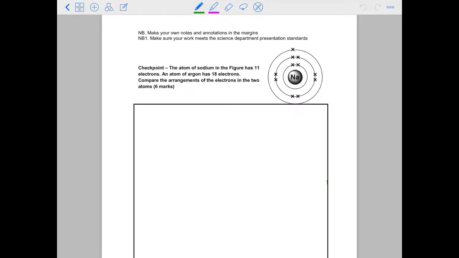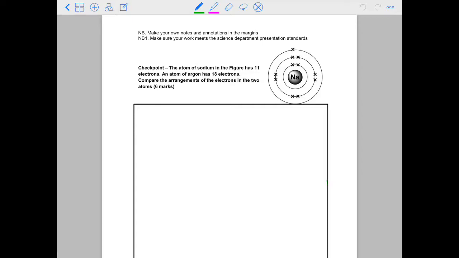All right, so checkpoint. An atom of sodium in the figure has 11 electrons, an atom of argon has 18 electrons. Compare the arrangements of the electrons in the 2 atoms. What I'd like you to do is to type up an answer to this one, or if you just have paper, you can do it on a piece of paper too and take a picture of it, and then email it to your teacher for some feedback. Because it is 6 marks, there's so many different things that go into it. So email it to your teacher for feedback, and your teacher can get back to you about how you've done with that.